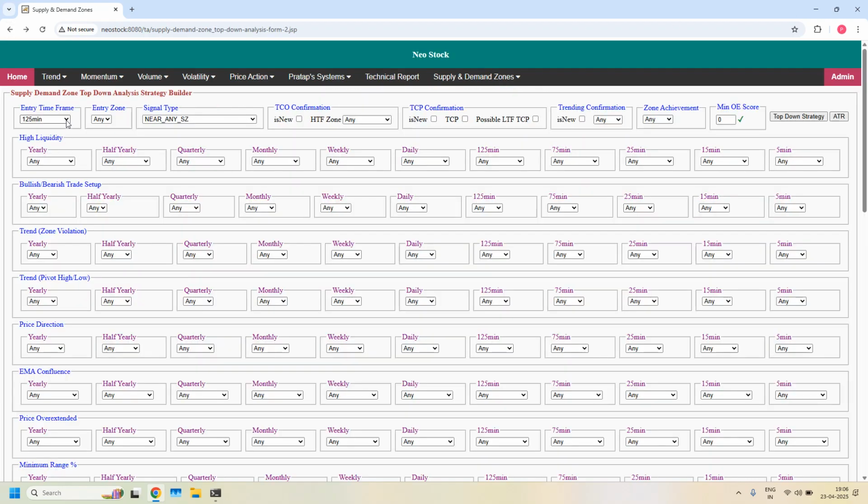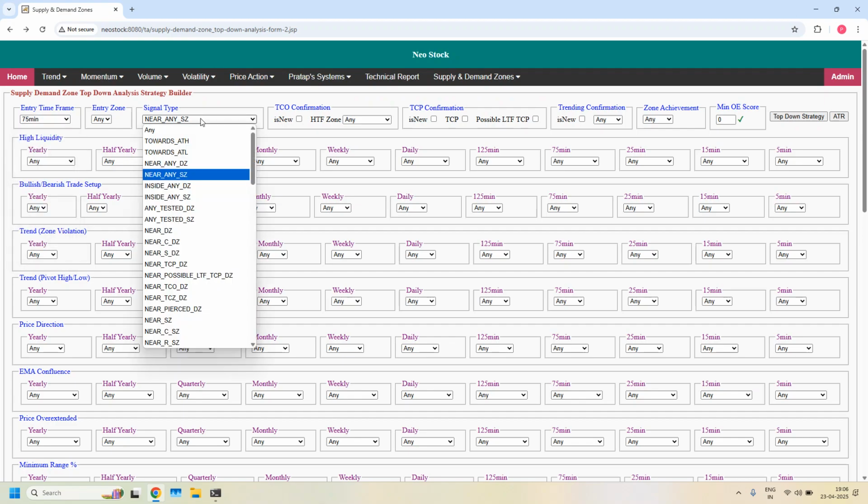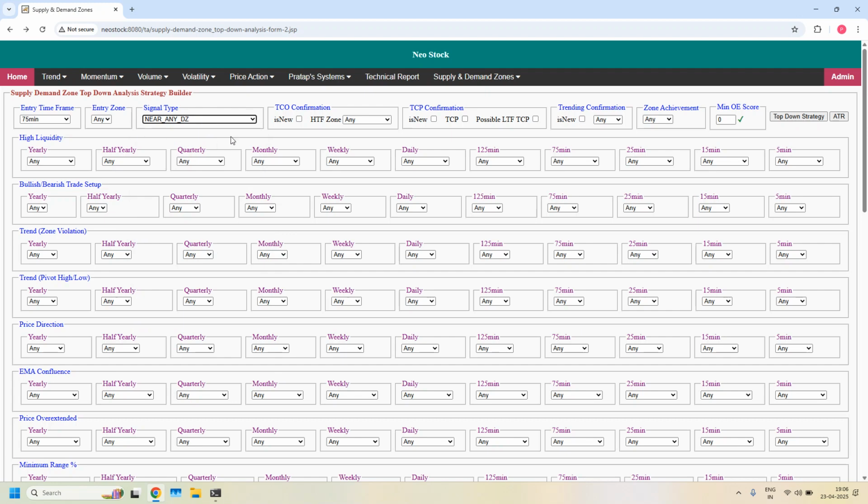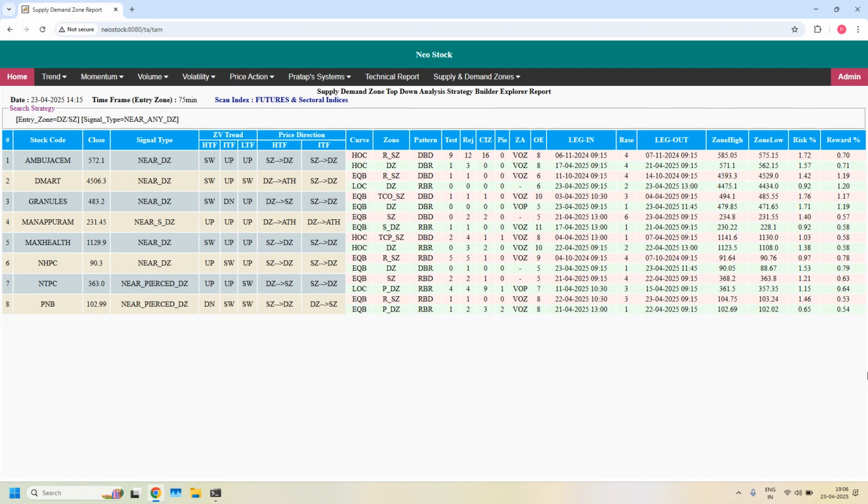Okay, next time frame is 75 minutes. Entry time frame 75 minutes. Let us find the stocks near the 75 minutes demand zone. We got 8 stocks. Let us verify any high liquidity 75 minutes demand zones. Manapuram is having a 75 minutes high liquidity demand zone. That's it. We have only one high liquidity 75 minutes demand zone from this list.